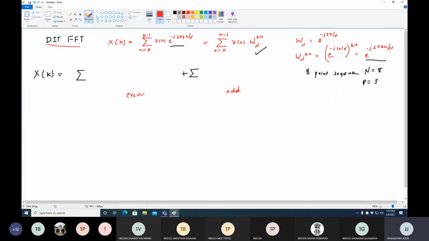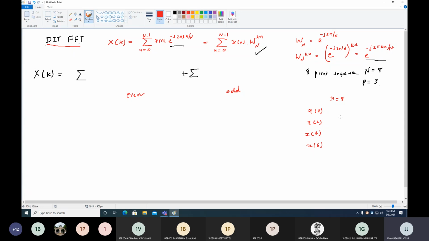Say for example, for capital N equal to 8, meaning an 8-point sequence, there will be 4 even terms and 4 odd terms. Let me write it down. X of 0 is even, x of 2 is even, x of 4 is even, x of 6 is even. Should I write down x of 8?